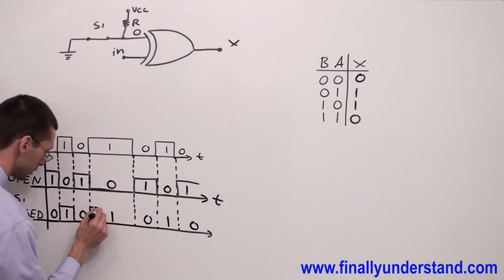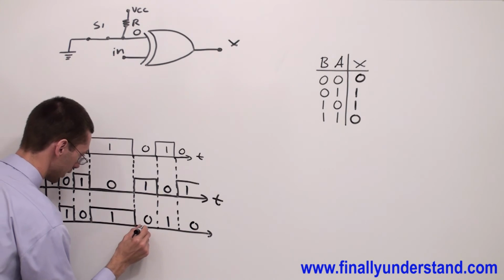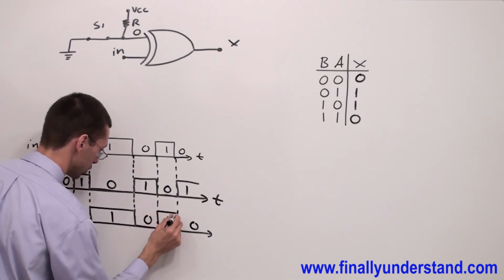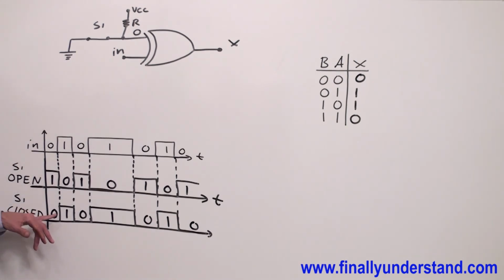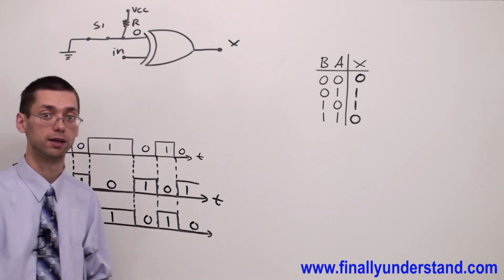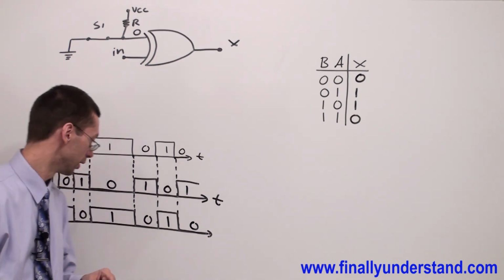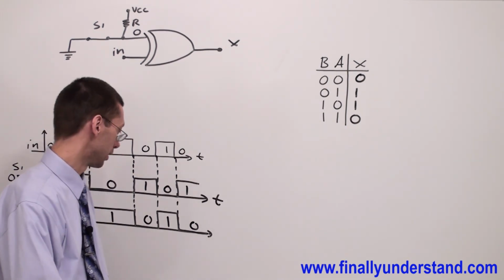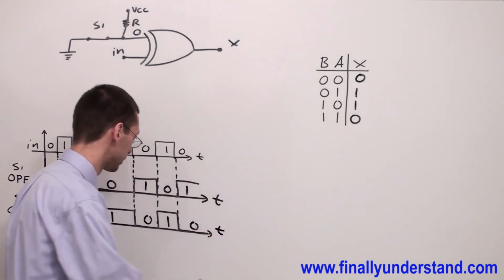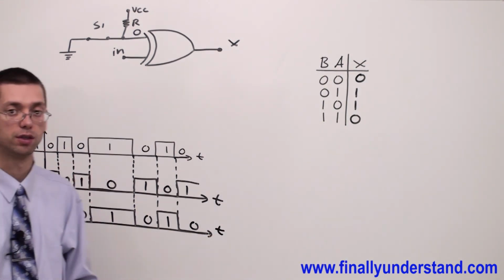Please notice that the output waveform when the switch is closed looks exactly the same as the input waveform. So the conclusion is, when the switch is open, at the output you are going to get the complement of the input waveform, and when the switch is closed, you simply pass whatever is at the input to the output. Okay, so I can say that these are the solutions to my problem.